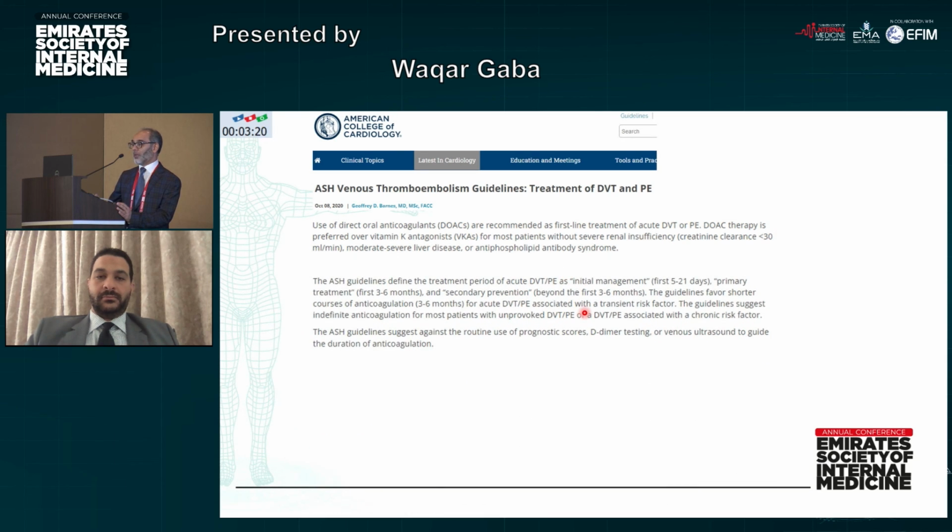They recommend either the initial management for the first 5 to 21 days as a primary treatment, then 3 to 6 months, or secondary treatment beyond the first 3 to 6 months. They favor shorter courses if it's a transient risk factor, but indefinite anticoagulation for most patients with unprovoked VTE or DVT with a chronic risk factor, as I said, a risk factor which is persistent.